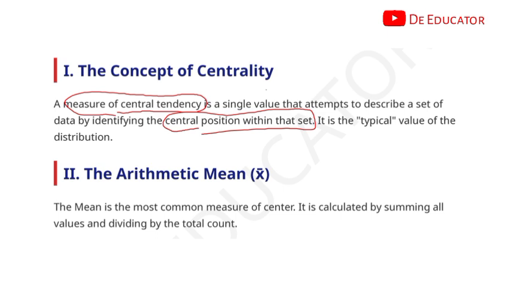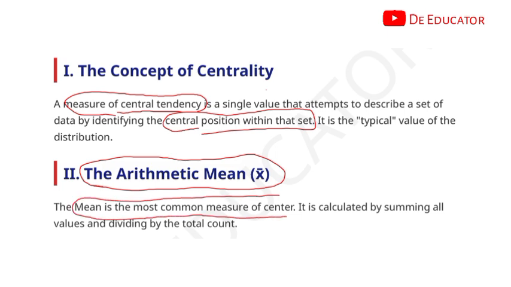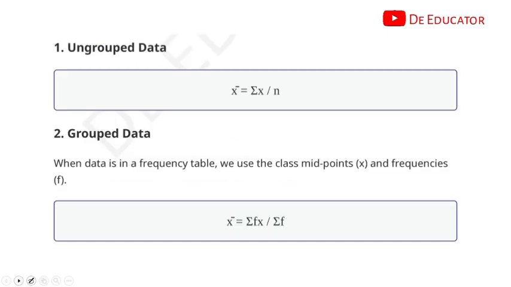For measures of central tendency, we have the arithmetic mean. The arithmetic mean falls under the concept of centrality. The mean is the most common measure of center. You know it, right? Or if you don't, we are still going to prove it in this lesson. It is calculated by summing all the values and dividing by the total count. For ungrouped data, we have the summation of x divided by n.